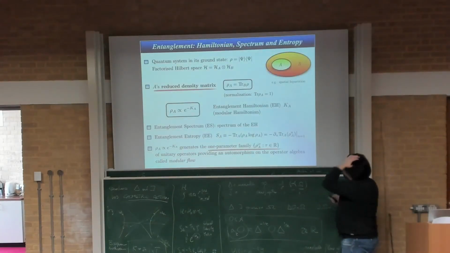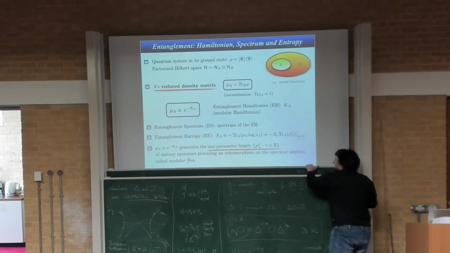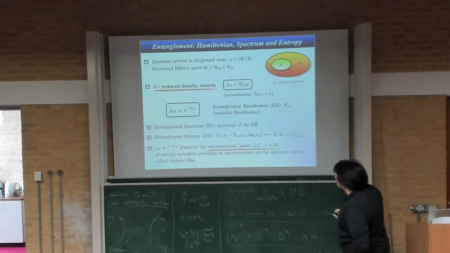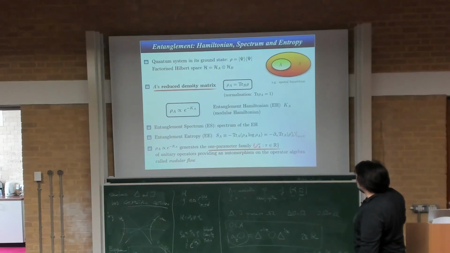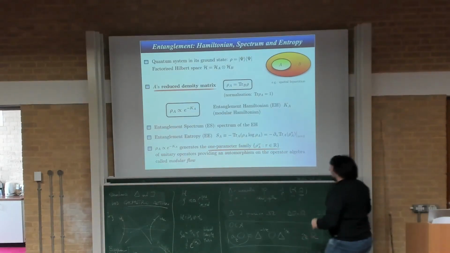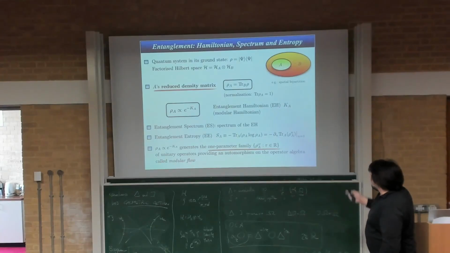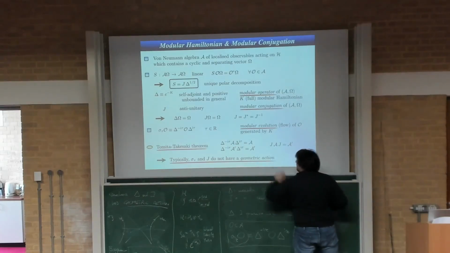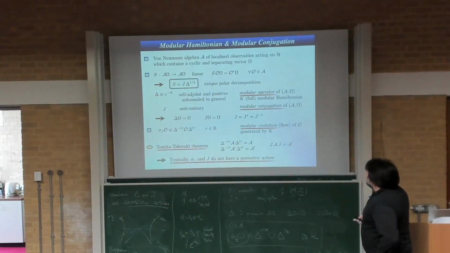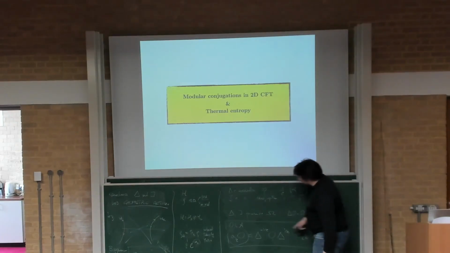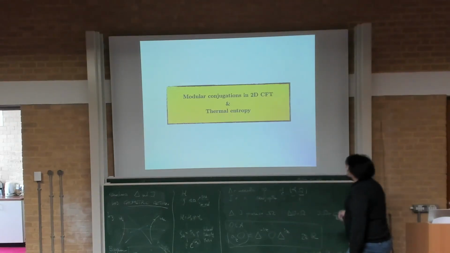Yeah, so this is the same summary of what I've been telling you. Typically people call this a one parameter family of endomorphisms, automorphisms. This is the language that algebraic QFT people use. Now I want to tell you something about modular conjugation, so this J in the CFT.